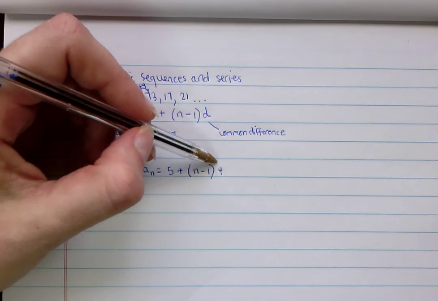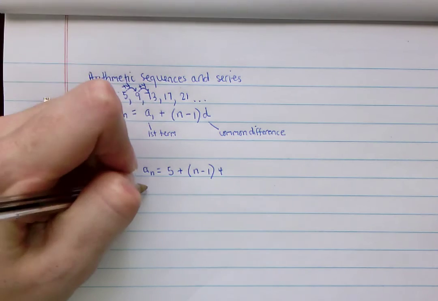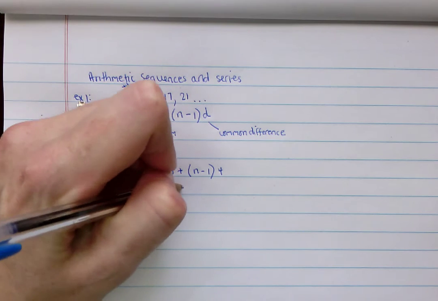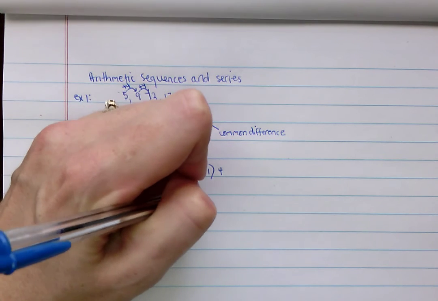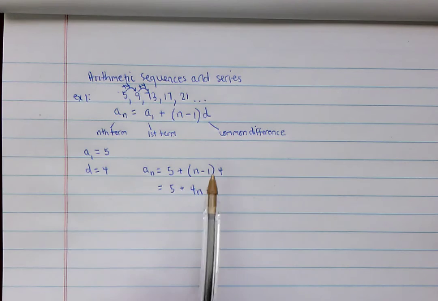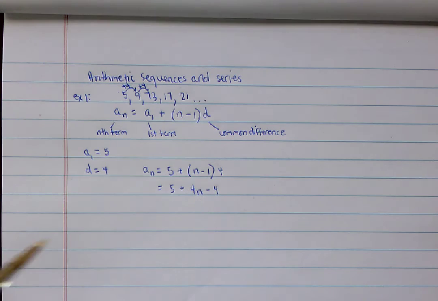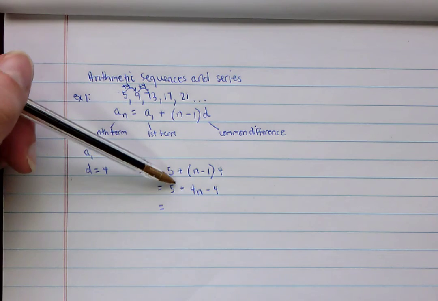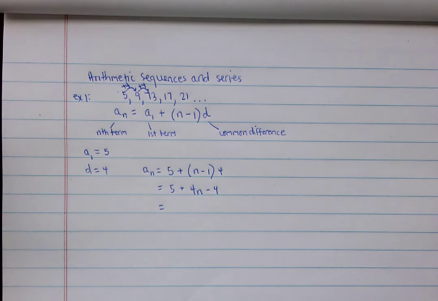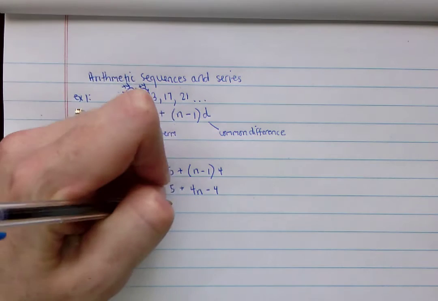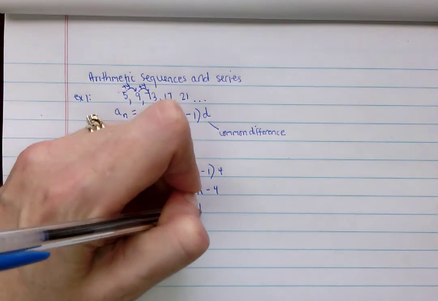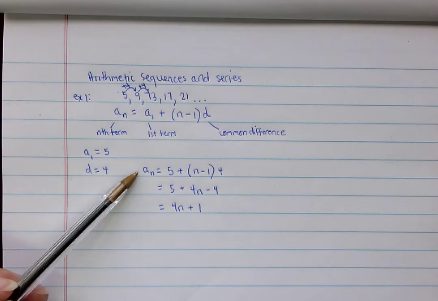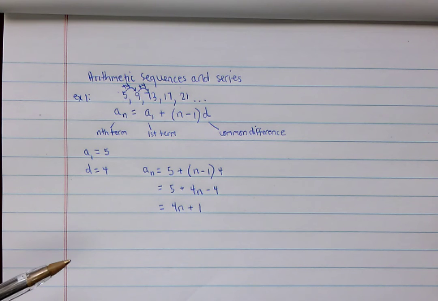We can distribute this 4 to both of these. So we'll have 5 plus 4n minus 4. You're going to distribute it, just going this way instead of the normal way we write it. And then we can simplify this. 5 minus 4 is 1. And so we have 4n plus 1. That is the nth term.